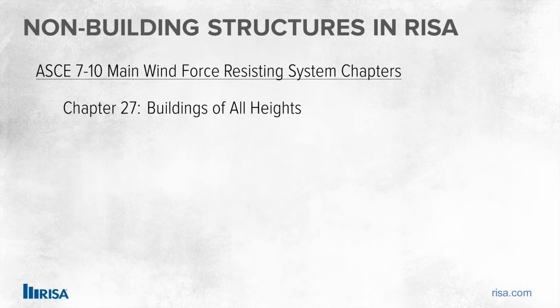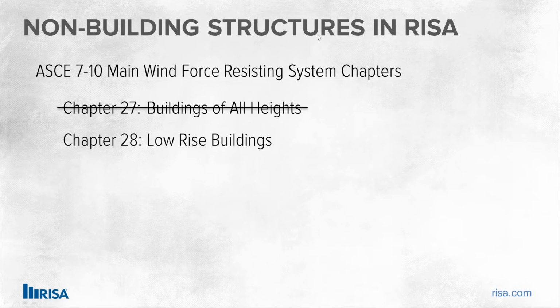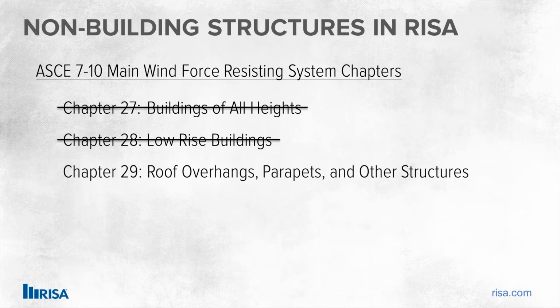So let's take a look at what chapters those occur in. For the main wind force resisting system, there are 3 different places we can look in the ASCE 7. There's chapter 27, which applies to buildings of all heights, but remember that here we have a non-building structure, so that one's not applicable. There's chapter 28, which applies to low-rise buildings, once again not a building. And then there's chapter 29, which applies to roof overhangs, parapets, and other structures. I think we firmly fall in the other structures camp here.